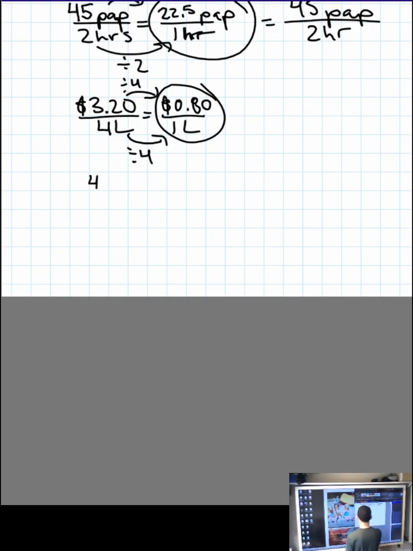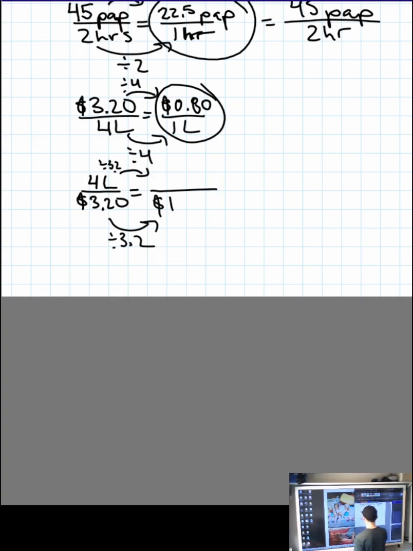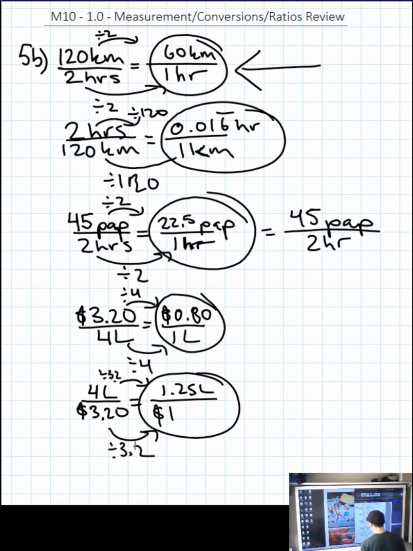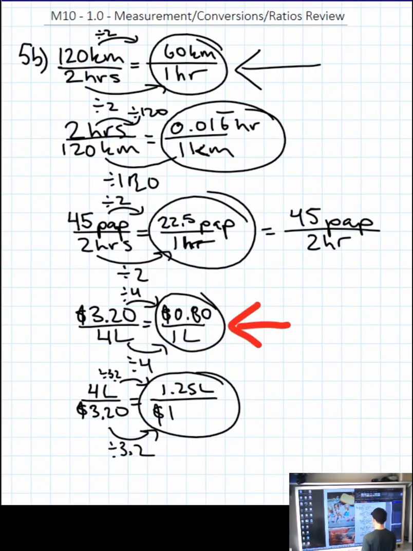So I'm going to flip it over. 4 liters over $3.20 equals over $1. How many liters am I getting for $1? Well, how do I get from 3.2 to 1? I simply divide it by 3.2. Then I have to do that to the top, divided by 3.2. And 4 divided by 3.2 is 1.25 liters. That is also a very useful rate. 1.25 liters per dollar, or 80 cents per liter. Both extremely useful rates.